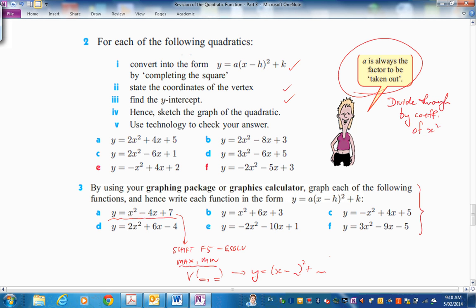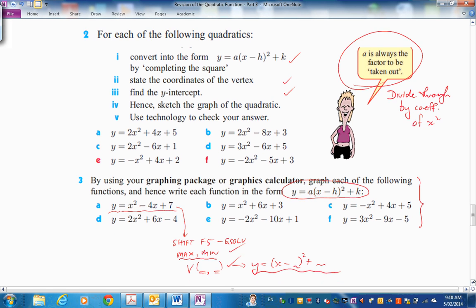Okay, so you're going backwards. Instead of using this form to generate the graph, you're going to go backwards, take the graph, get from technology the max or min, get the vertex, and then reconstruct your formula. Okay, so just think about that one, going backwards there. All right, have a go. I'm going to show you the answers down below here.